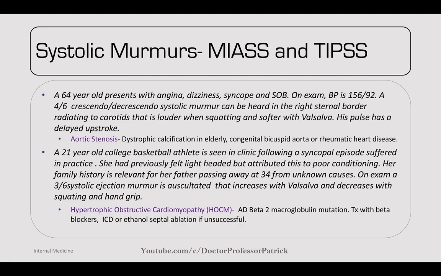So going over the exam one more time for this one, it is also in the aortic auscultation point, and it's 3 out of 6. But if you notice, it increases with Valsalva and decreases with squatting, and that's because this is an obstructive myopathy. So if you don't have increased preload with Valsalva, then you're going to increase the amount of obstruction as you're trying to leave. So the idea is to increase preload and to lower the heart rate, and that will decrease the symptoms in these patients.